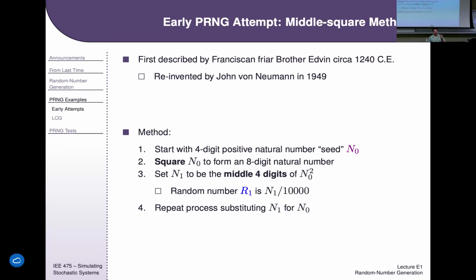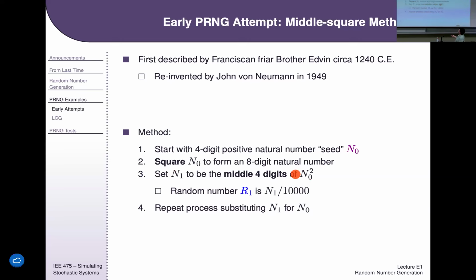So 4 digits. You start with 4 digits, square that seed to form an 8-digit number. And if it's not 8 digits, it usually will be, but if it's not 8 digits, then put zeros on the front end to pad it up to 8 digits. If somehow it goes over 8 digits, then just cut it to 8 digits. And then set the new, I don't want to call it the new seed, but the new internal latent variable to be the new 4 digits in the middle of that number.